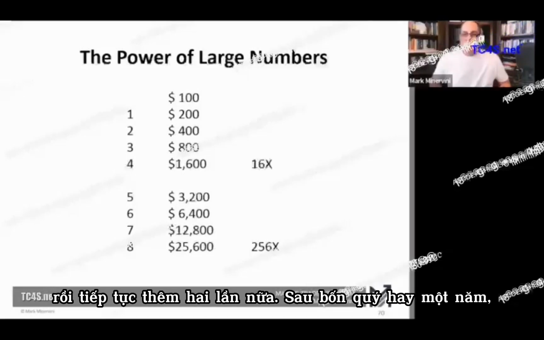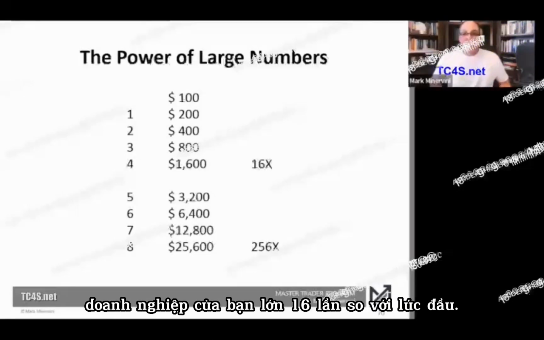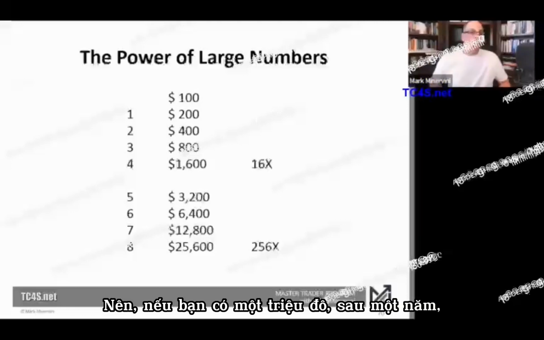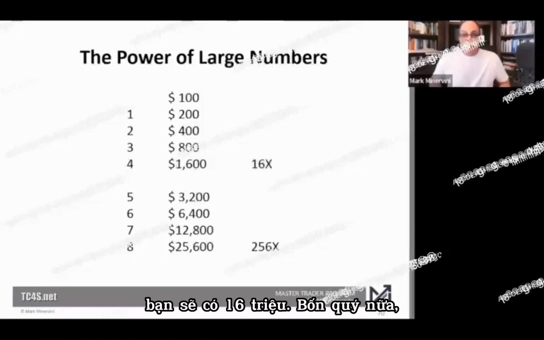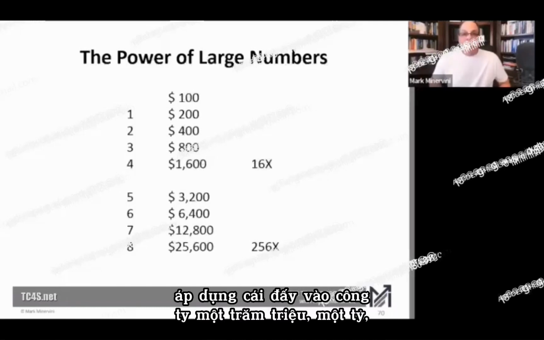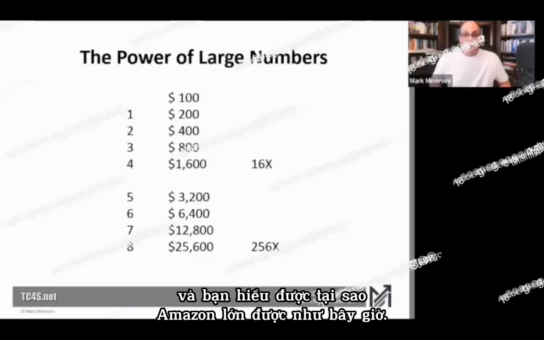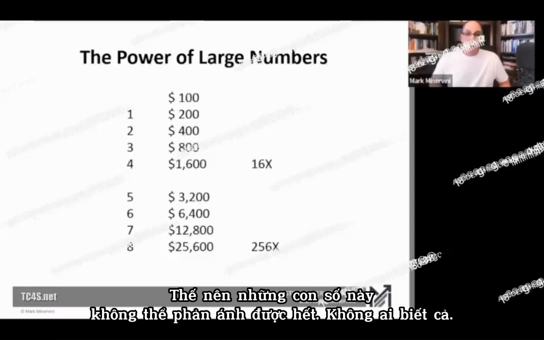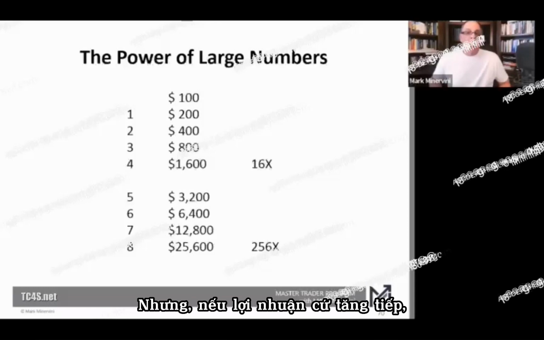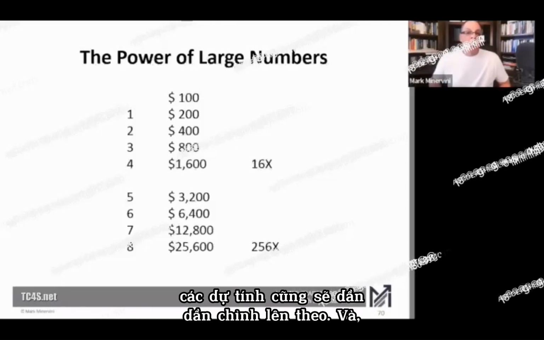So in 4 quarters, in 1 year, your business would be 16 times larger. If you're doing $1 million, a year from now you'd be doing 16 million. Four more quarters, in 1 more year, you'd be doing 256 million. Now apply that to a company that's doing 100 million, a billion, and you can see how an Amazon becomes an Amazon. So these numbers cannot be discounted. Nobody knows, but if those earnings keep coming through, you're going to consistently get an upward adjustment.